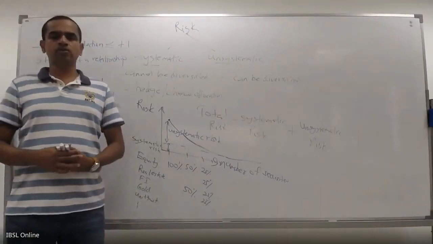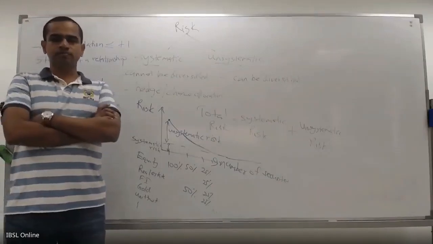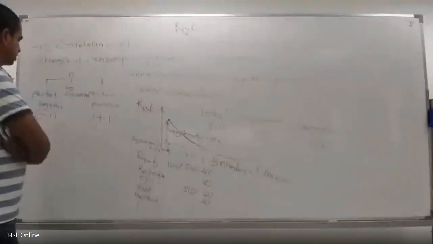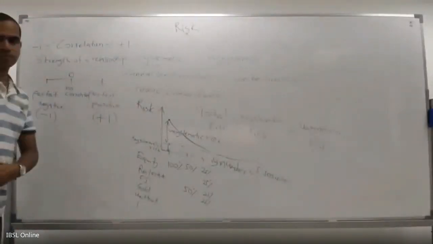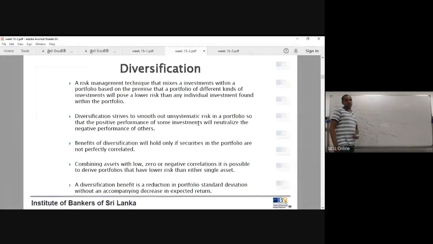Combining assets with low, zero, or less than perfect positive correlations, it is possible to derive portfolios that have lower risk than either single asset. If you have assets with anything that is less than perfect positive, with correlations of less than 1, you will have diversification benefits.